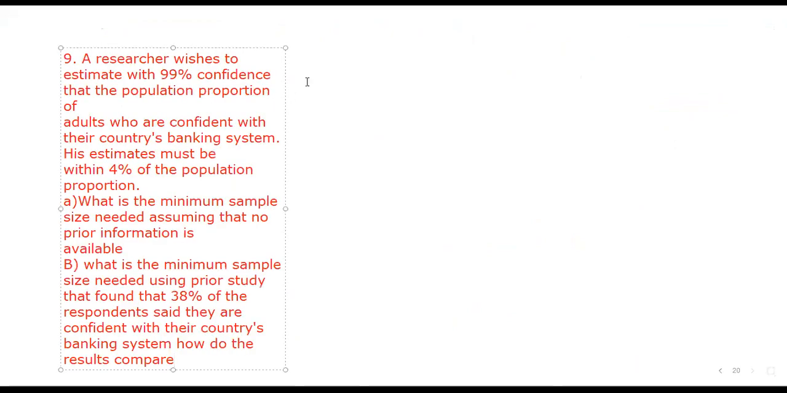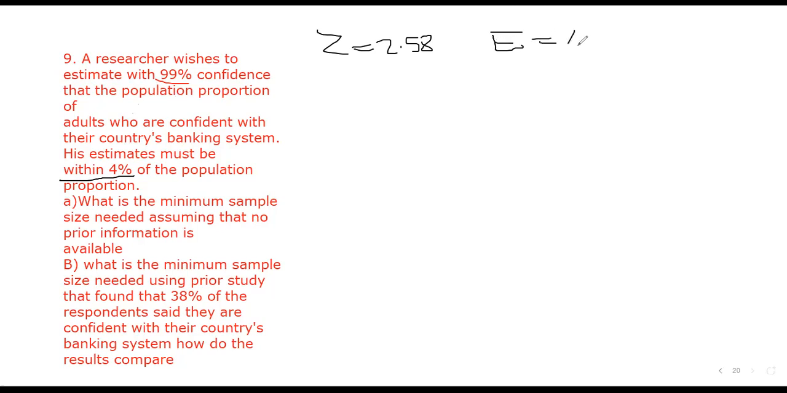So in this question, what do we have? The researcher wishes to be 99% confident. What are we given? Z here is what? Z is 2.58. All right, what else are we given? He estimates that we must be within, and the word within is error. So error is what? 4%.